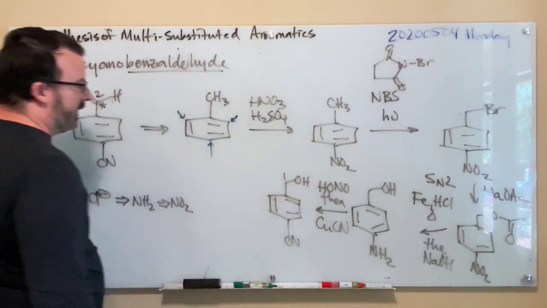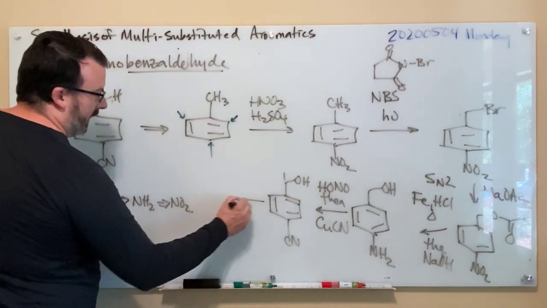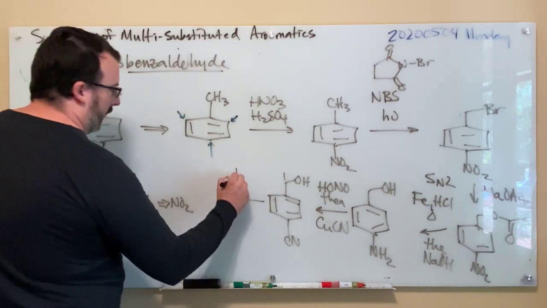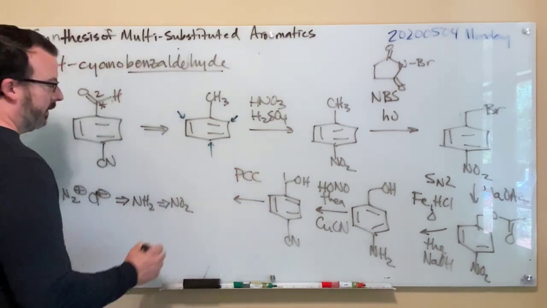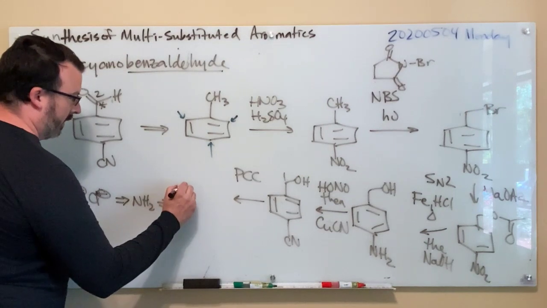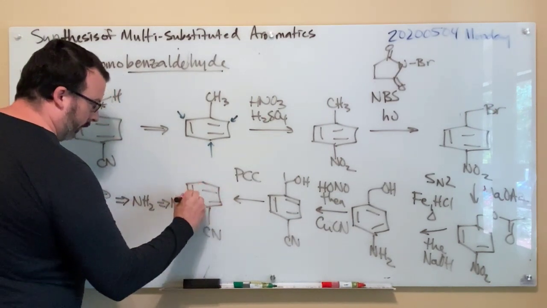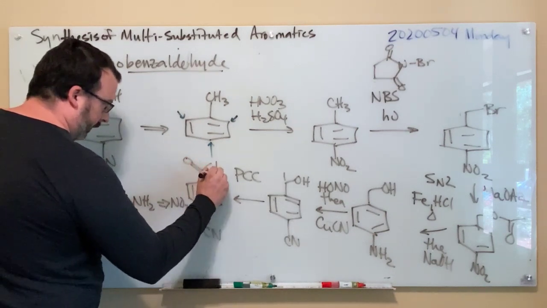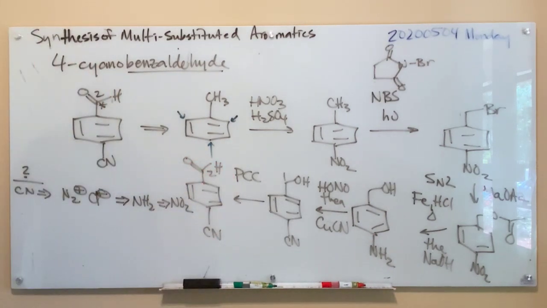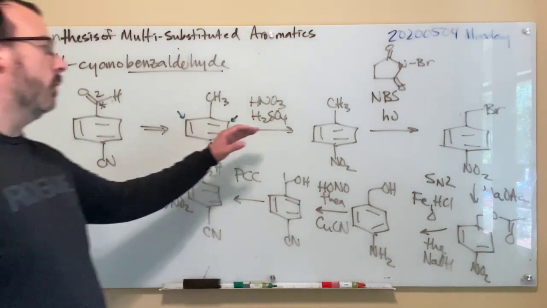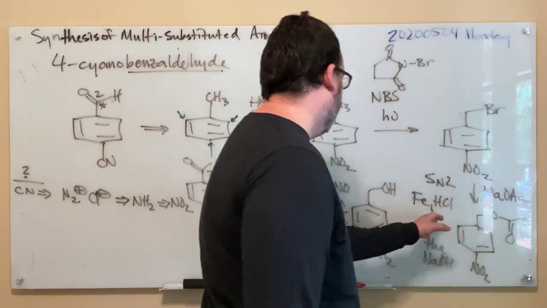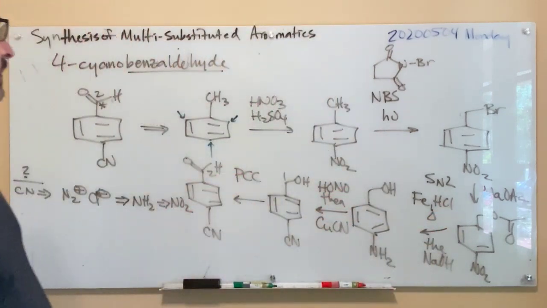And so we're in oxidation state 1. We need to be at oxidation state 2. We can use pyridinium chlorochromate. Remember that from module 1 this semester. So we oxidize to our aldehyde. So in 1, 2, 3, 4, 5, 6, 7 steps, starting from toluene, we were able to make 4-cyanobenzaldehyde.